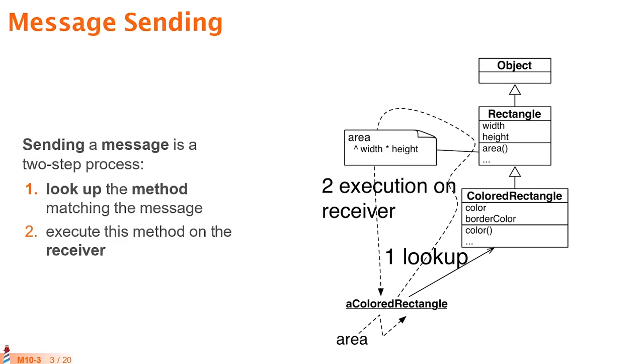So first, let's start by remembering how method lookup is resolved when we send a message. Sending a message is basically a two-step process. The first step is to look up the method that matches the message we are sending and execute this method on the receiver. So every time we send a message, we have to start by looking up the method to execute, and then we execute it on the receiver.